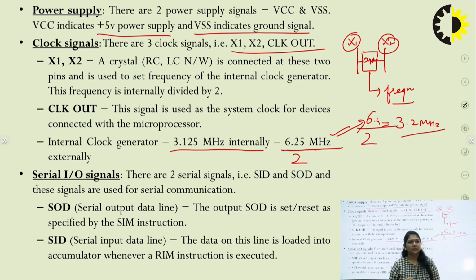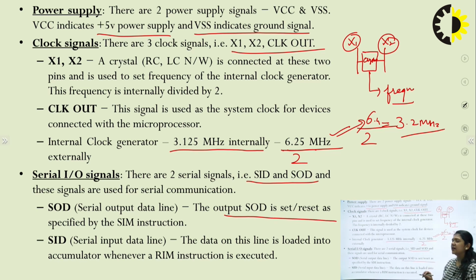Next is serial input output signal. There are two serial signals, that is SID and SOD, serial input data and serial output data line. The serial output data line is set and reset as specified by the SIM instruction that we will be covering later. SIM instruction, set instruction mask, RIM, read instruction mask. So these are two instruction sets.